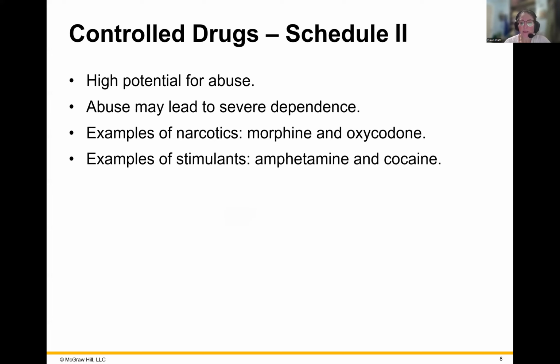Schedule 2, here are some examples. Morphine, oxycodone, amphetamine, and cocaine. So you'll see your amphetamine in your ADHD medications. And yeah, you can see cocaine does have an actual medical use. One of the medical uses for cocaine is they use it in a droplet form when you have nosebleeds. If you have a nosebleed that won't stop, you can go to the emergency room and they'll actually tip you back and they'll put cocaine droplets. Of course, it's prescribed and it's a controlled form.